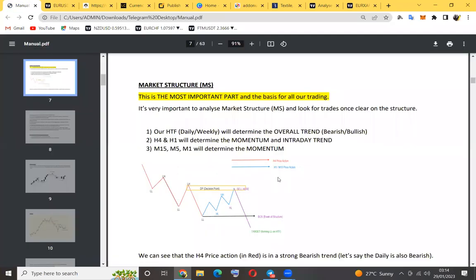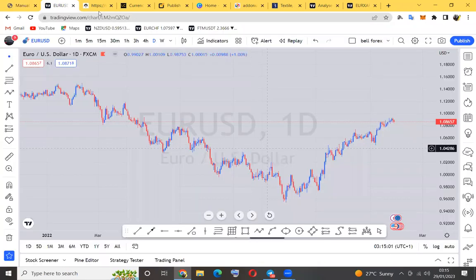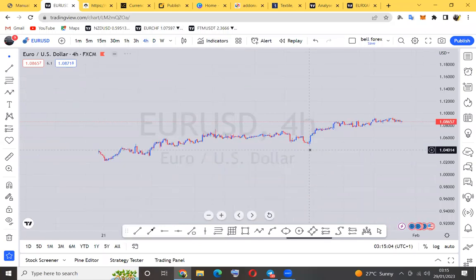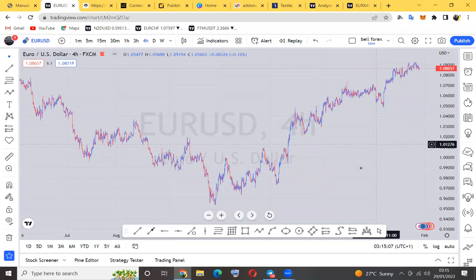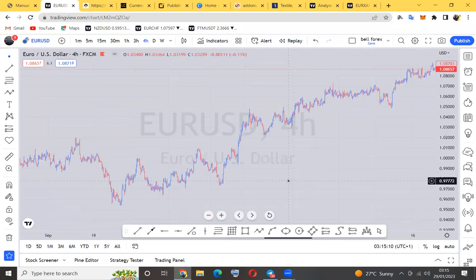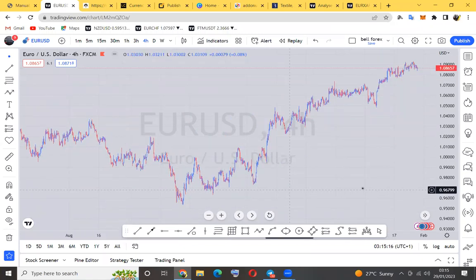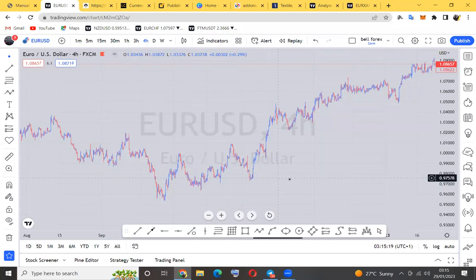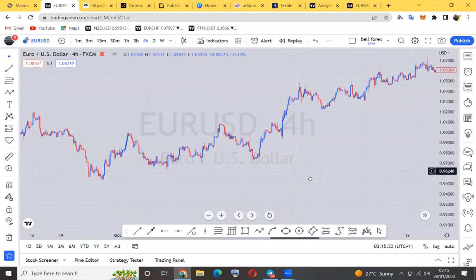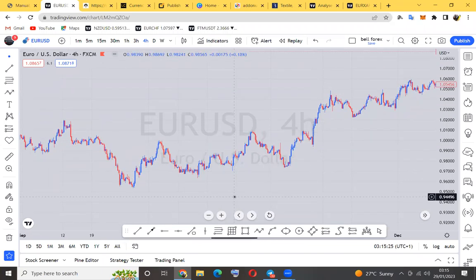So that is one thing, understanding the market trend. Now, second thing, the 4 hours and the 1 hour will determine the momentum and intraday market trend. What are we talking about? Sometimes in a trading day, even though this market is an uptrend, we can have at least a day of retracement or even 2 days of retracement. And the 4 hour chart can easily tell you if the intraday trend is a pro trend, or if the intraday trend is a pullback.